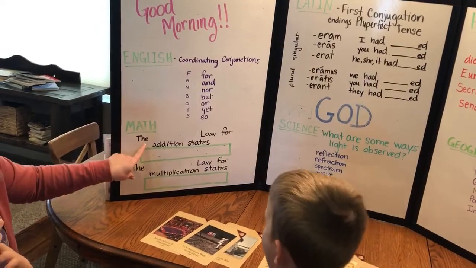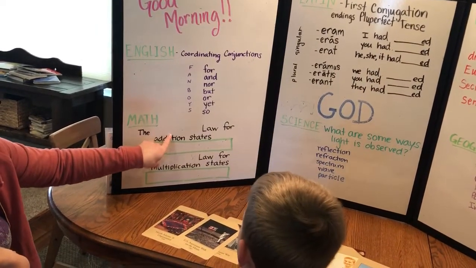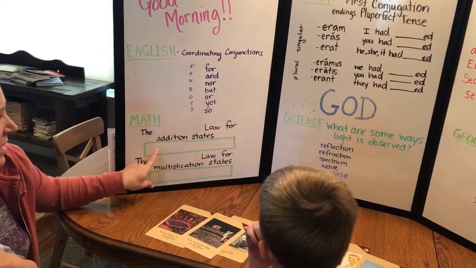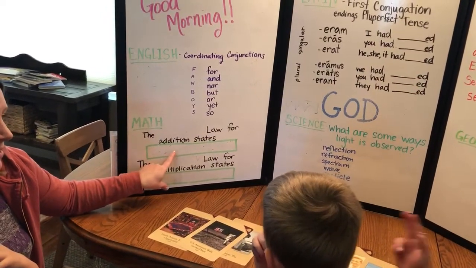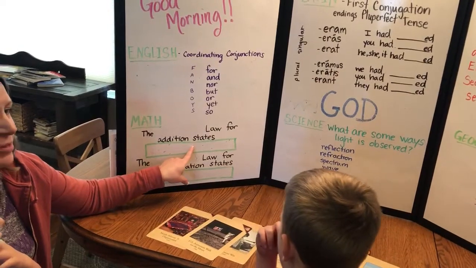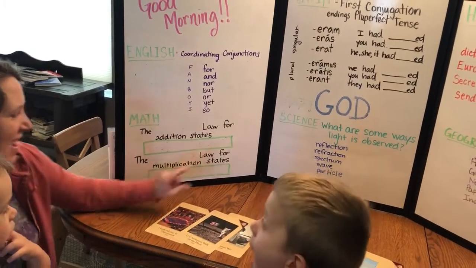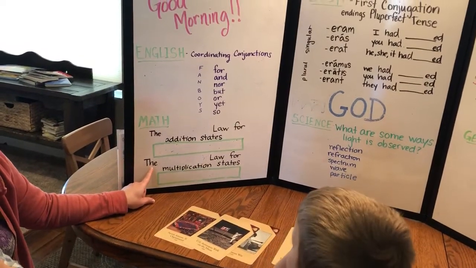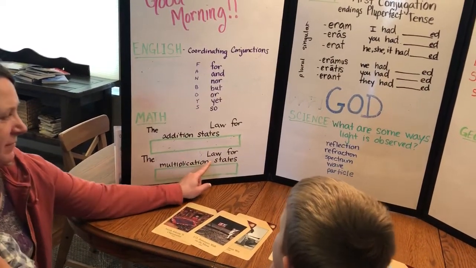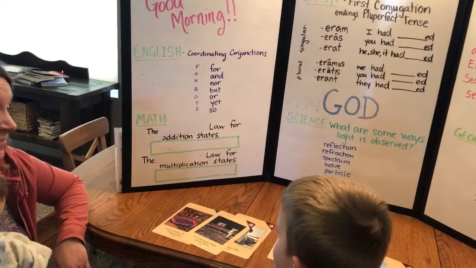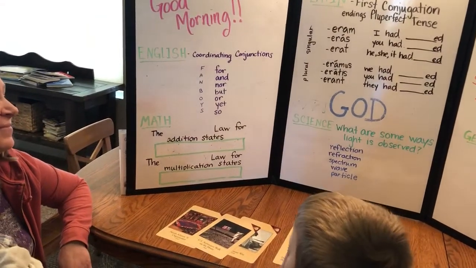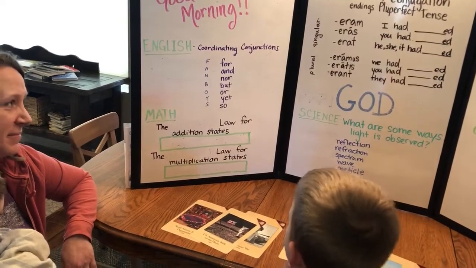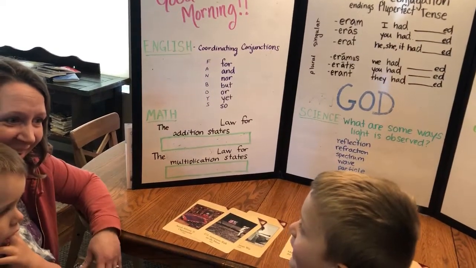Say it with me. The commutative law for addition states A plus B equals B plus A. Wow, good job. This is on your own. Let's see if you can do it. The commutative law for multiplication states A times B equals B times A. I think you got it.